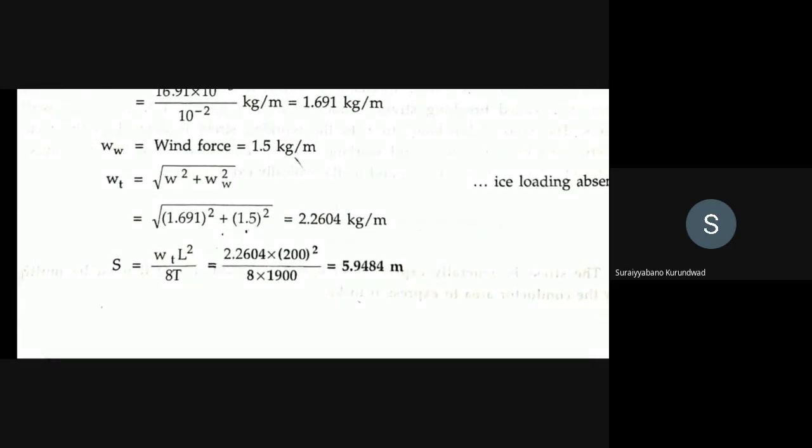Now the wind force is also given, 1.5, and the resultant, that is Wt, will be root over W square plus W square, that is wind force square plus the weight of the conductor square. So that is the total weight that is acting. Now from the total weight, you just put it in the sag, S equals W square by 8T. That is the general formula of sag. This acts along the direction of theta with respect to vertical, and tan theta equals W wind divided by W. This is also the formula.